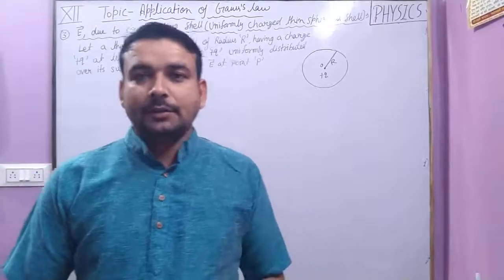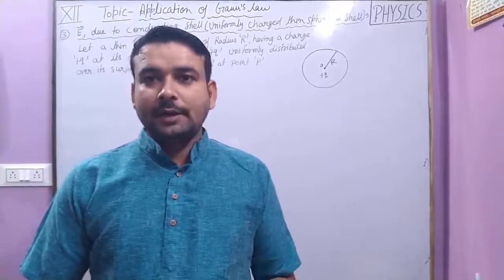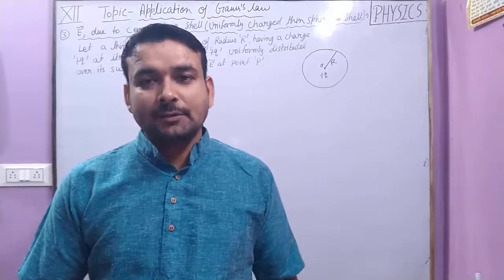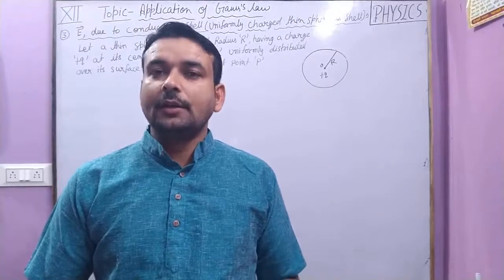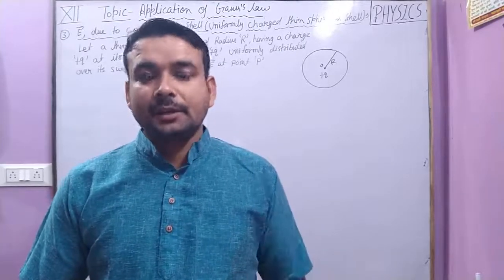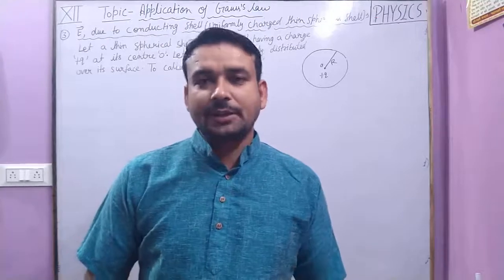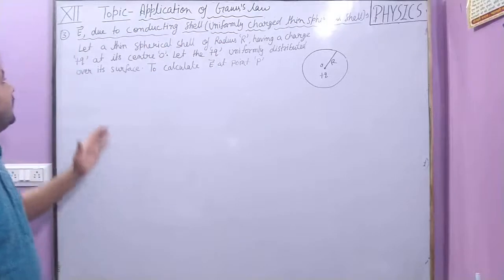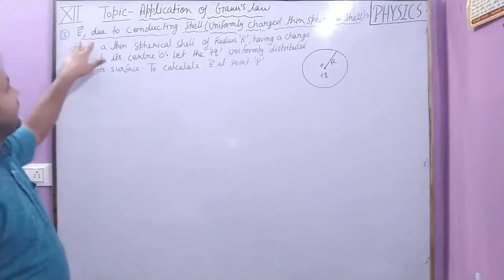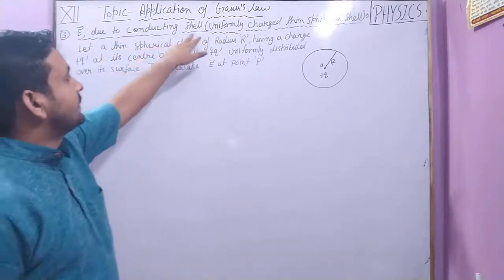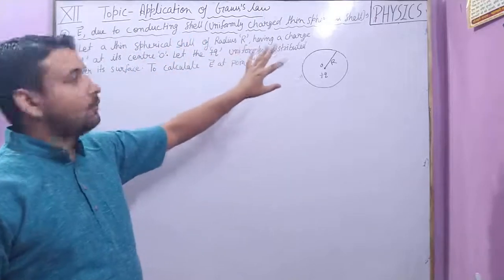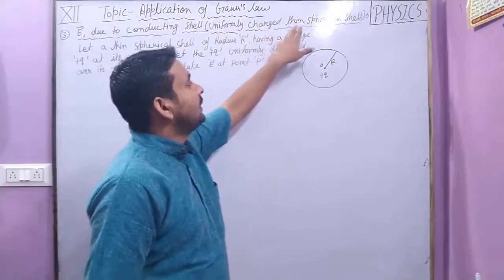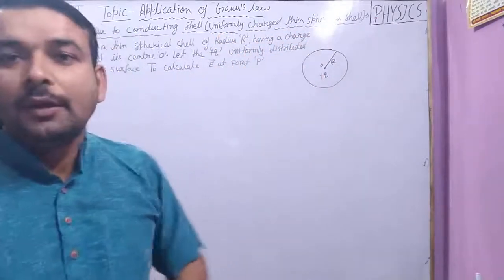In the previous lecture, we learned two applications: one based on the linear charge distribution and another based on the infinitely charged plane sheet. Now another application is the electric field due to a conducting cell, which is also understood as a uniformly charged thin spherical cell.